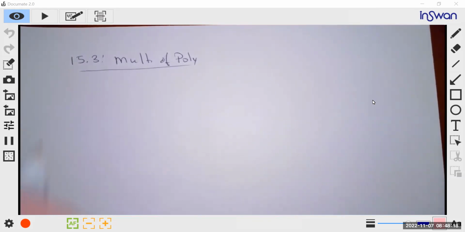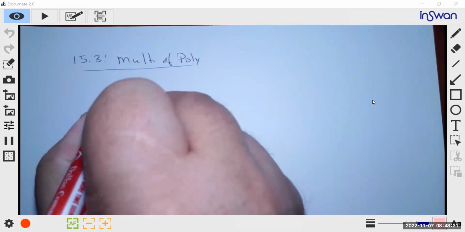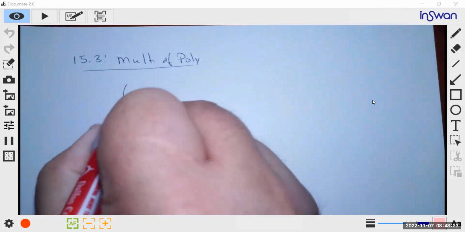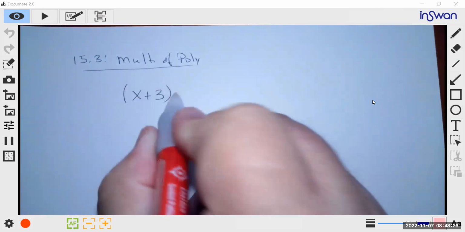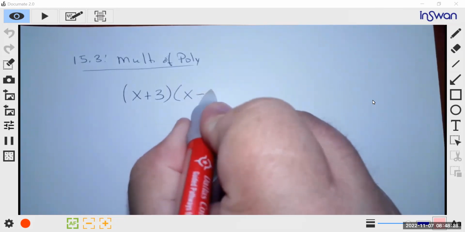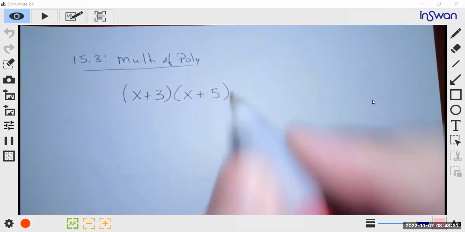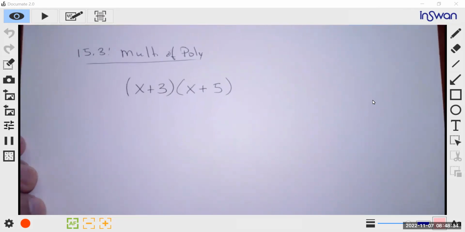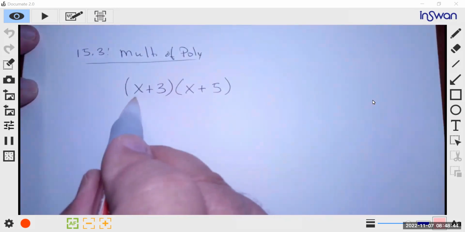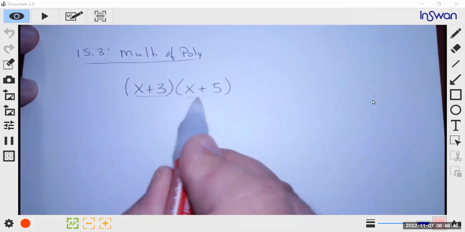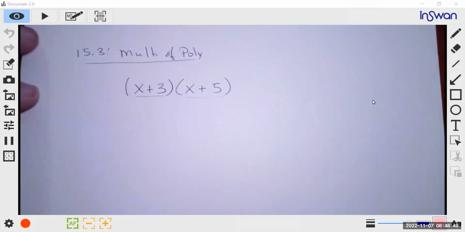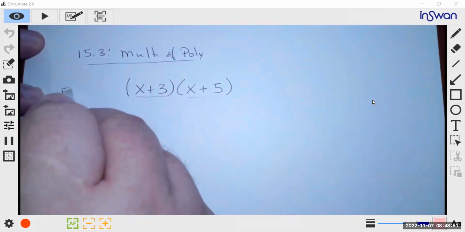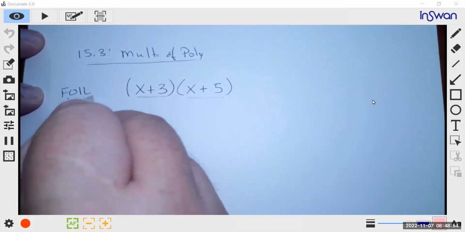Whenever you have a binomial, in other words, something with 2 terms times something with 2 terms, binomial times binomial, we use what's called the FOIL technique. It's an acronym.